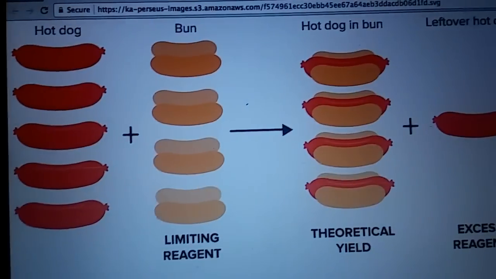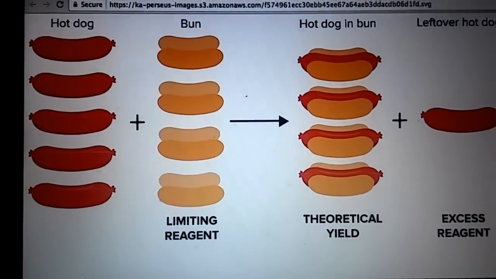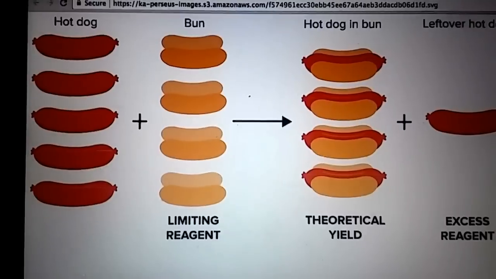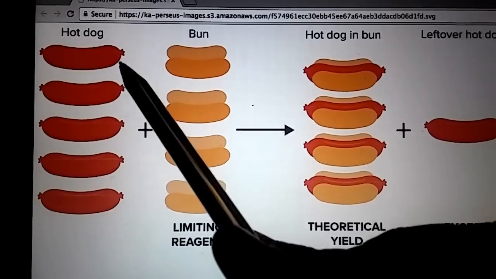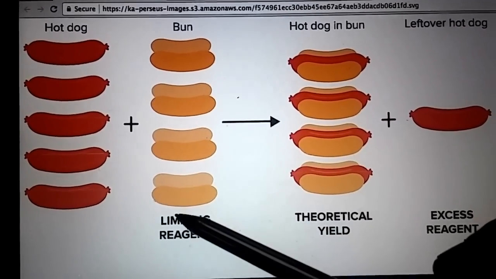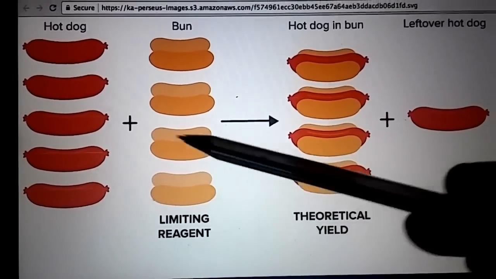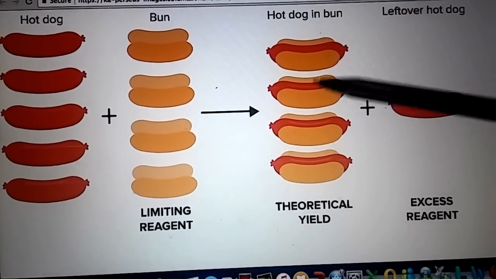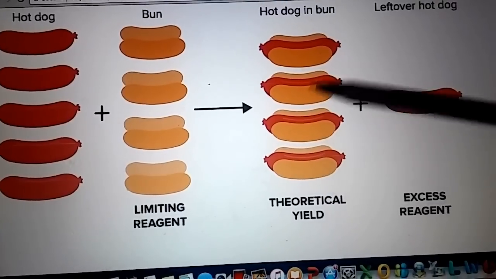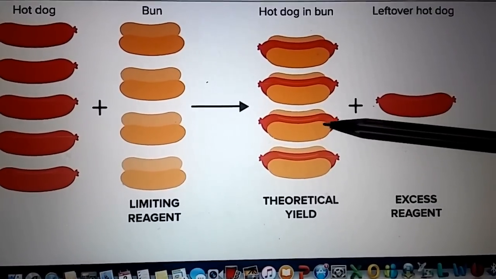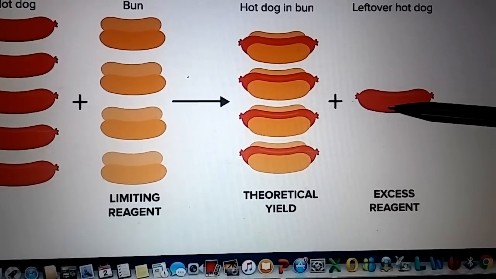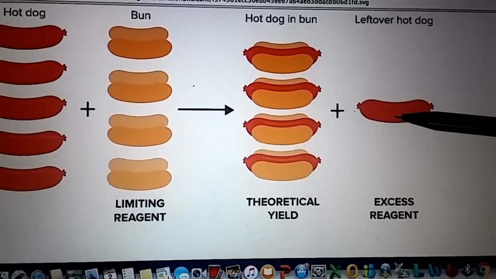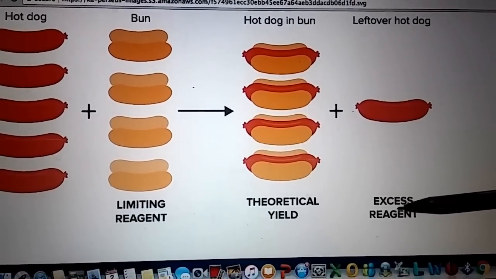For example, let's say that for the Super Bowl Sunday, you're going to make some hot dogs, okay? And you just happen to have, in this case, 5 hot dogs and 4 buns. Well, in reality, based on your ingredients, we can really only build 4 full hot dogs in buns, and we run out of bread, which is why that's your limit, and then we're going to have leftover hot dog, and that would be considered your excess.